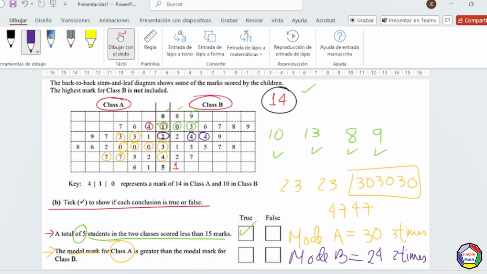So let's read the instruction here again. It says that the modal mark for class A is greater than the modal mark for class B. The modal mark in A is greater than the modal mark in B. So this is also true. And this is the way we solve stem and leaf diagrams in statistics.